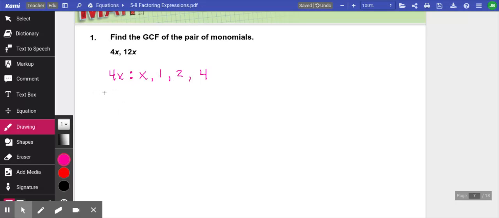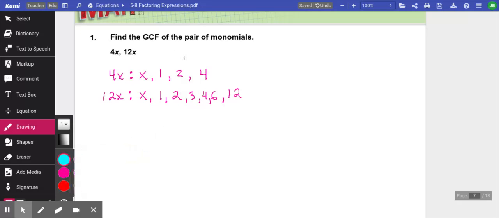Now I'm going to list the factors of 12x. So I know it's x. I know it's 1 times 12, 2 times 6, and 3 times 4. Now notice I kind of made like a little rainbow effect here where I chose 1 times the largest number, 2 times the next largest number, and so on. That's a great way to try to make sure that you have all of the numbers needed.